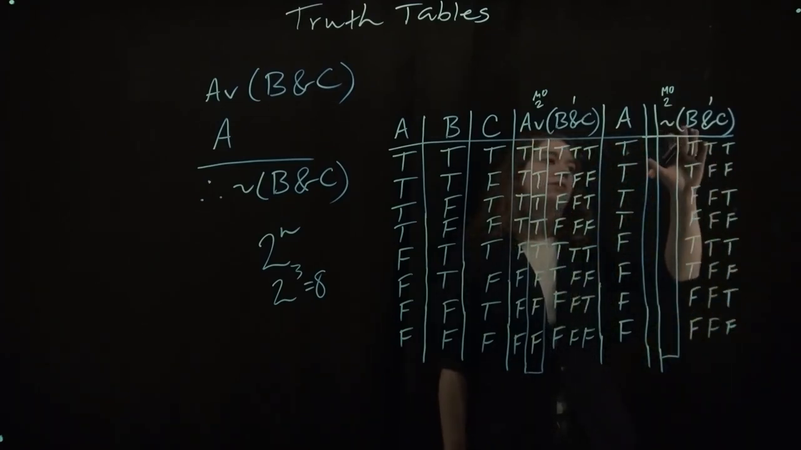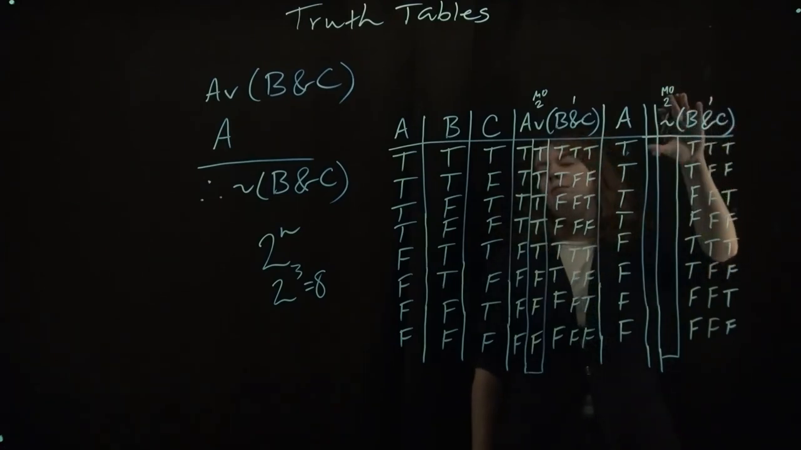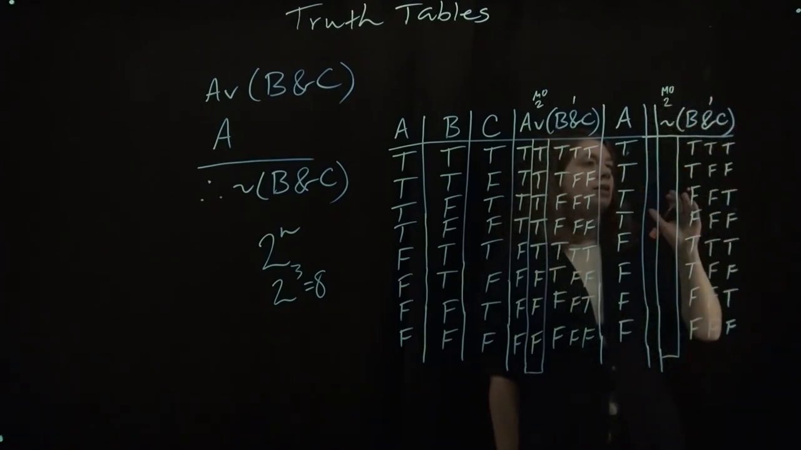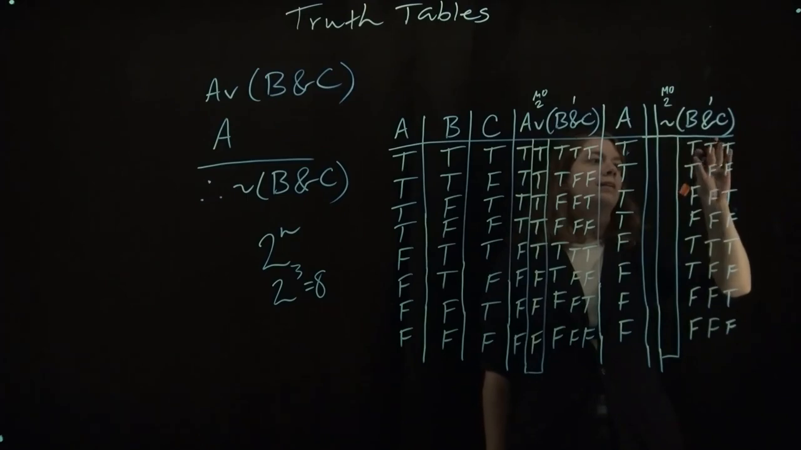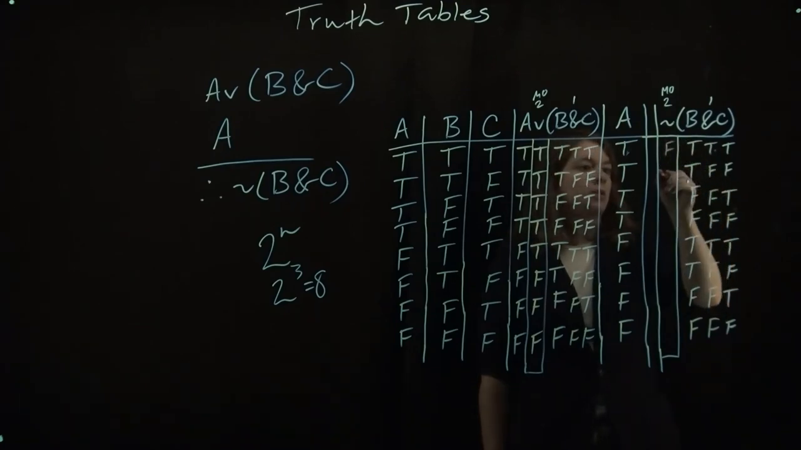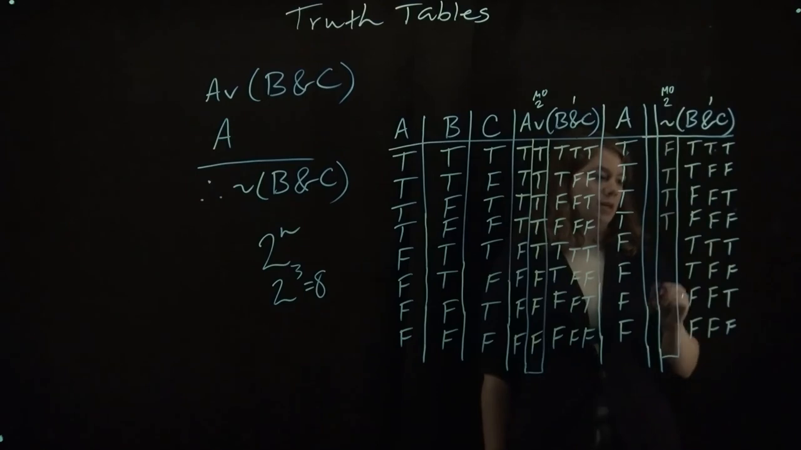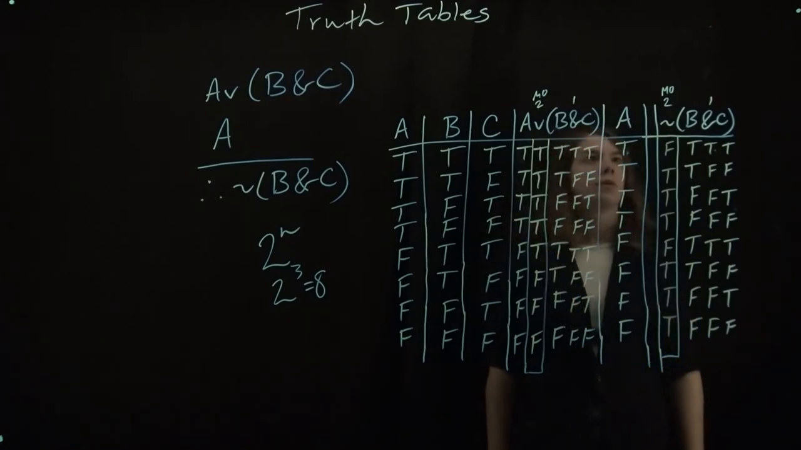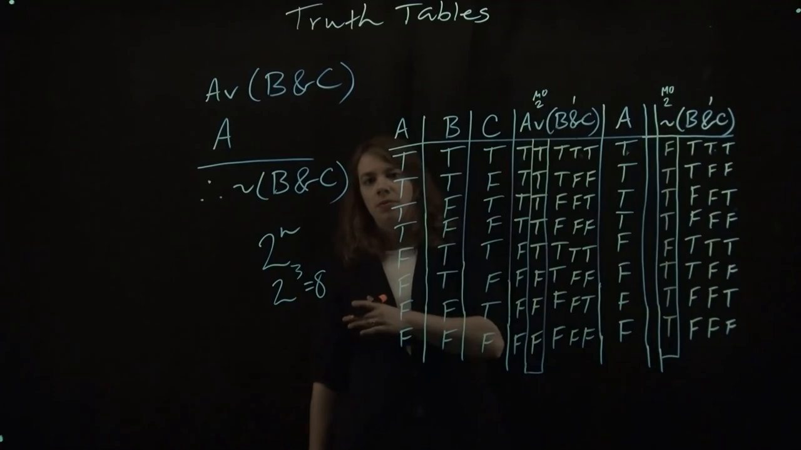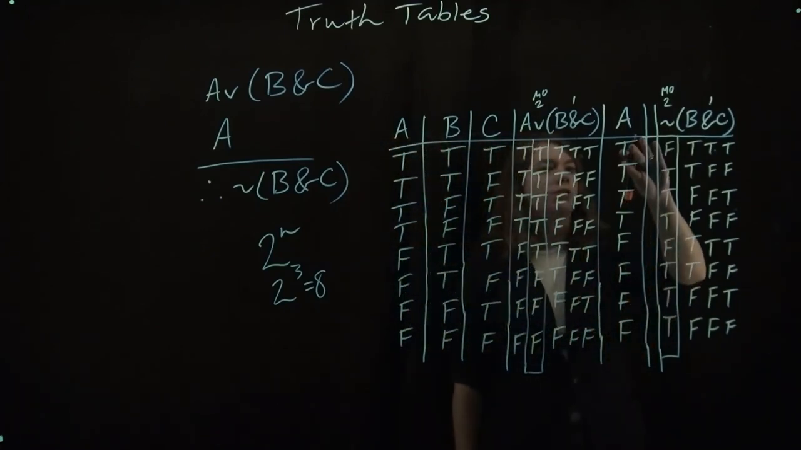Okay, so this one's pretty easy when you have that tilde as your main operator, because all you're going to do is negate the values underneath the ampersand. So the opposite of true is false, true, true, true, false, true, true, and true. Okay, so we filled out the entire table. Now let's use the table to determine validity.